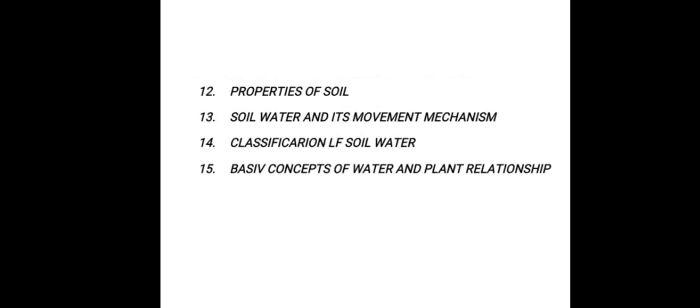Also, you will learn about sustainable agriculture, which is the most important topic of the century, because conventional agriculture has many environmental impacts. Therefore, the world is trying to shift from the conventional agriculture system towards sustainable agriculture. Also, through this topic, you will learn about the properties of soil, soil water and its movement mechanism, and how many types of water there are. Also, basic concepts of water and plant relationship.